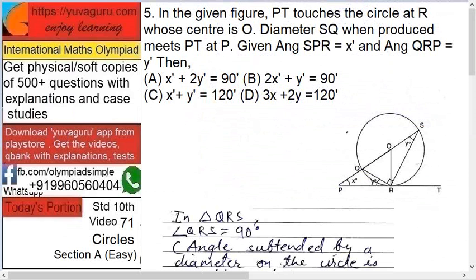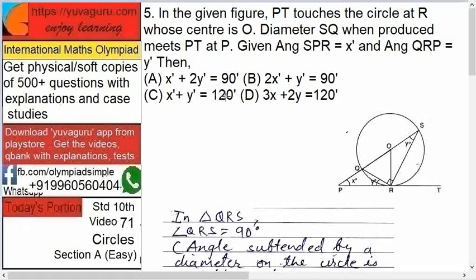3. Next, in the given figure, PT touches the circle at R, whose center is O. Diameter SQ when produced meets PT at P, this SQ at this PT at P. Now this is the diameter given, right? Then given angle SPR equals to x, and QRP equals to y. Then which of the following is true?